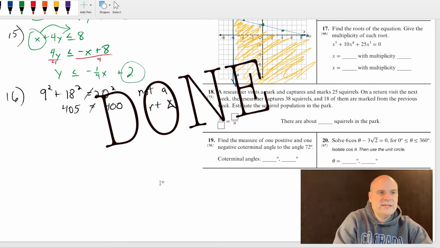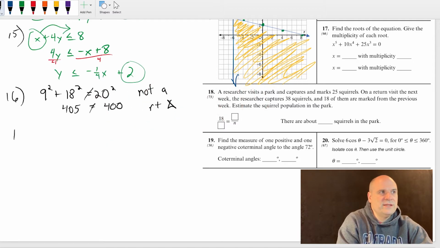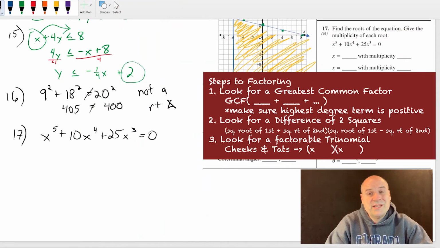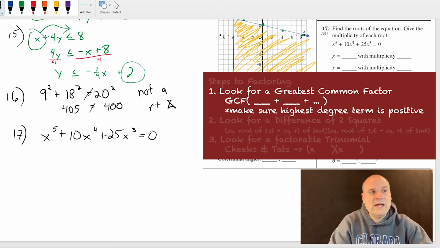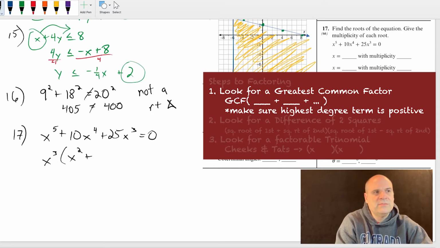Okay, number 17, let's find the roots of this equation. So basically we're just going to solve this equation. x to the 5th plus 10x to the 4th plus 25x cubed equals 0. First step to factoring, take out any common factors. They all have an x cubed in there. So when you take that out, you're left with x squared plus 10x plus 25 equals 0.